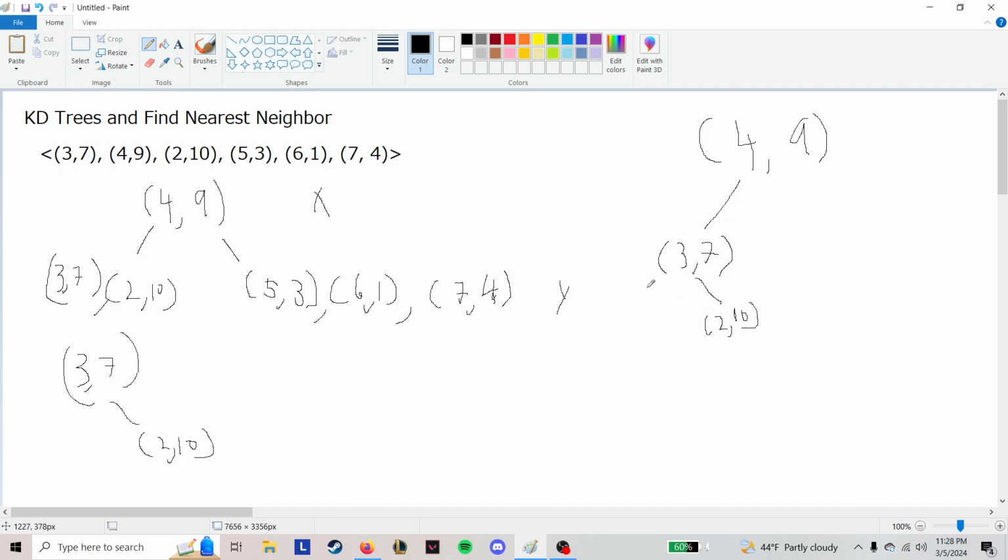Again, this doesn't actually matter too much, but as long as you're picking the median, however you choose to do the tie breaking isn't going to change the overall structure of the tree too much.